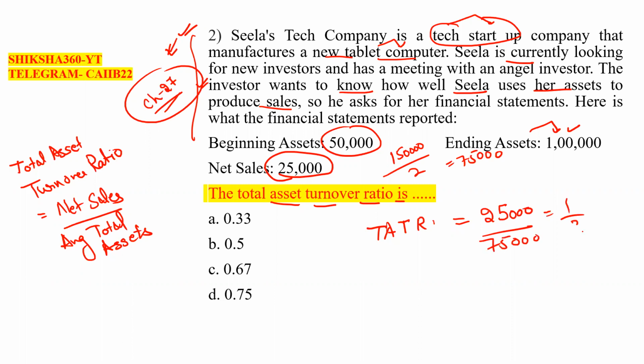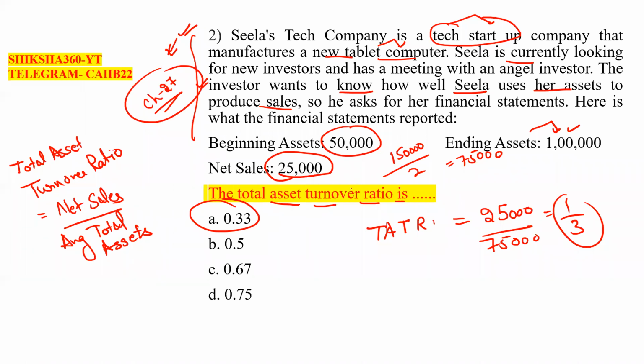It comes out to be 1 by 3. So the total asset turnover ratio here is 0.33. Hope it is clear to all of you. Beginning assets is 50,000, ending assets is 1 lakh, so average assets is 75,000.